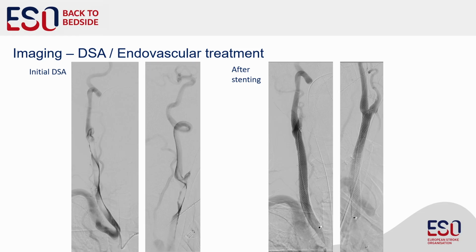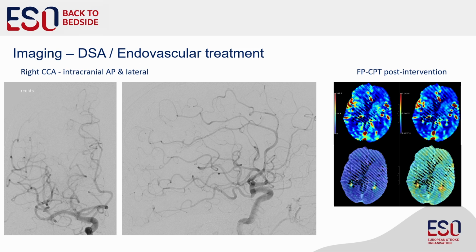On the initial imaging, we actually noticed an intimal flap through the whole common carotid artery. So we decided to stent this dissection, and this was the final image on the right side after the stenting. Intracranially, there was no occlusion, and in Bern we also performed a flat panel perfusion right after the procedure, which showed no residual hypoperfusion or filling defect.